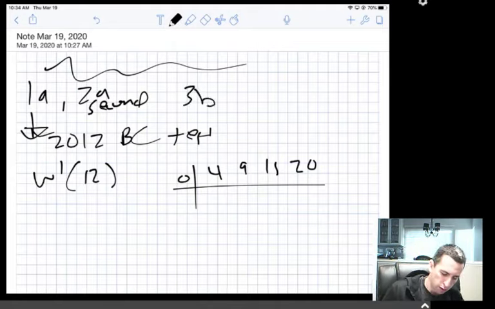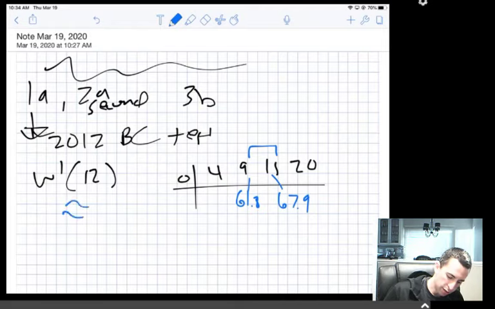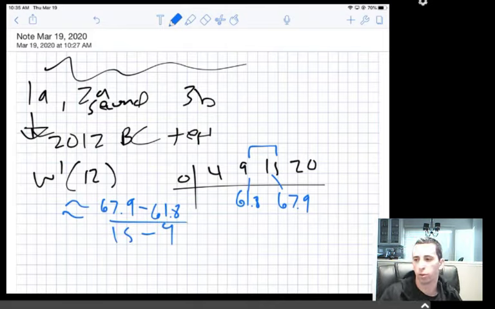Okay. So W prime at 12. 12 is not in the table, but what you're going to do is just find the slope between the 2 points on either side of it. So 12 is halfway between 9 and 15, which is 61.8, 67.9. So if you have to estimate the slope there, it's just 67.9 minus 61.8 over 15 minus 9. You just find the slope between those 2 points.